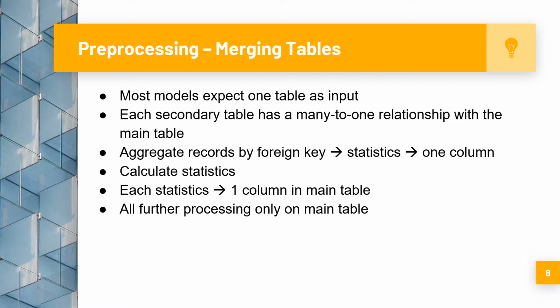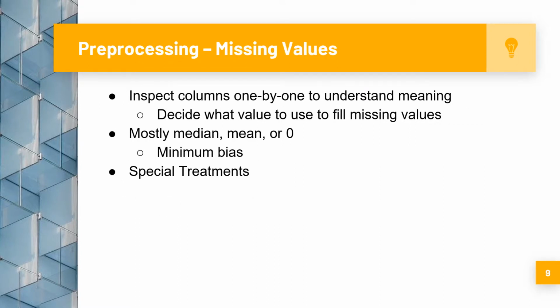We then calculate a few simple statistics on the aggregate results and create a column in the main table for each of these statistics. The next step is to fill the missing values in the data because a lot of models do not allow missing values in training and test data. We inspected the columns one by one to understand their meaning and decide the best value to use to fill the missing values. For most of the columns, we use the median of the column, the mean of the column, or just 0. There are also a few columns that require special treatment.